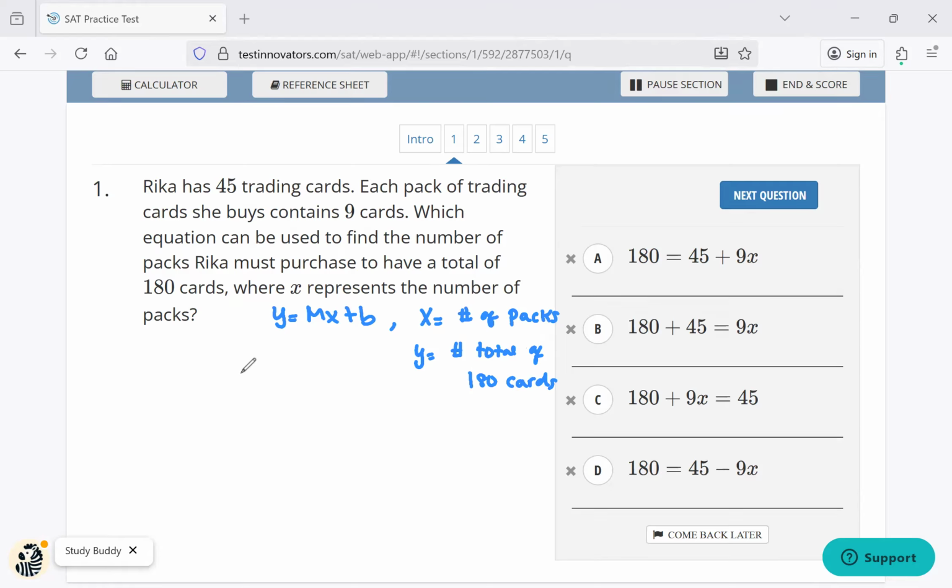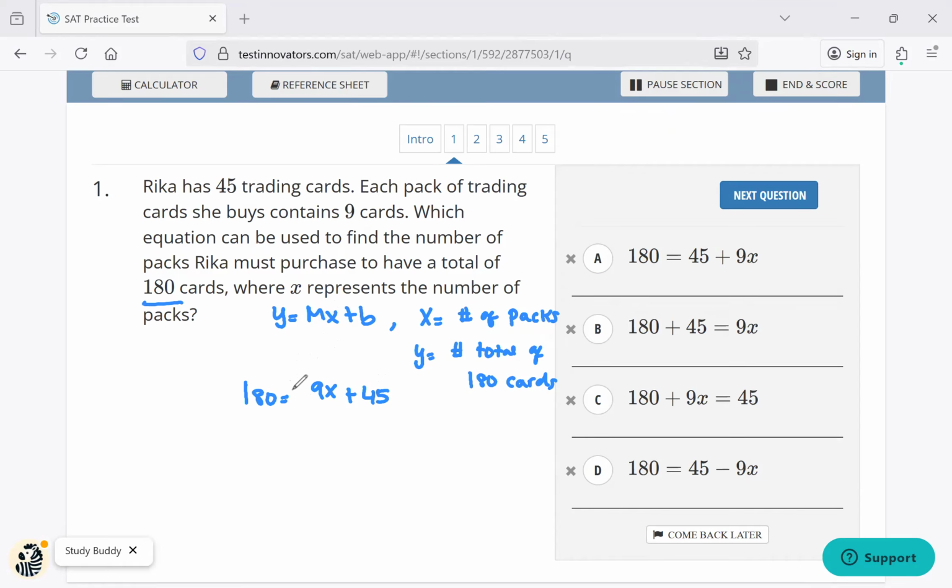Okay. So if we have y equals mx plus b, what do you think our y is? The total number of cards. It said we're given 180. And then Rika had a total of 45 trading cards, so that's given, so I believe that's our b. And then what would be our m? Each pack of trading cards she buys contains 9 cards. So our m is 9, because m is the slope, which is really the value that we don't control.